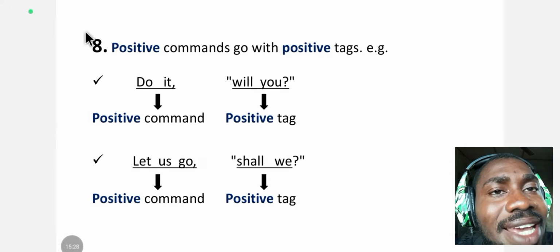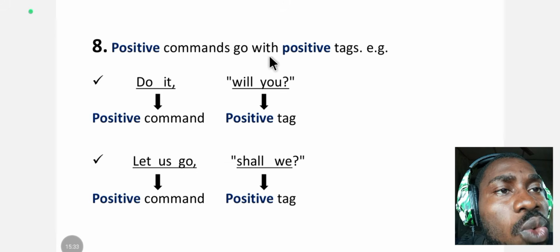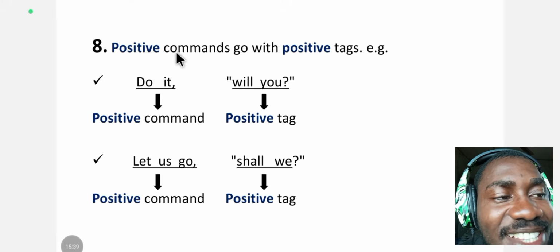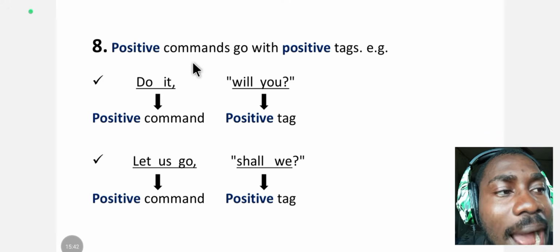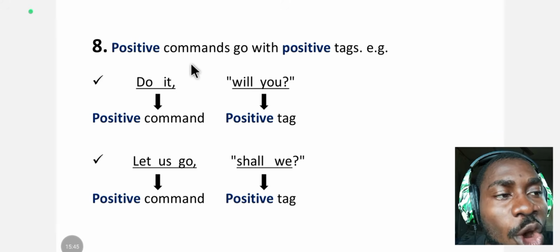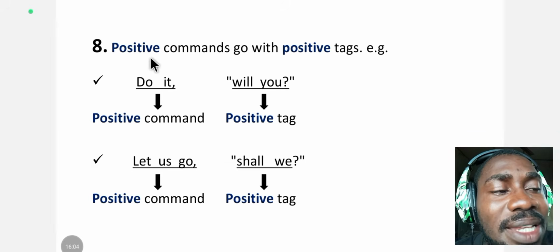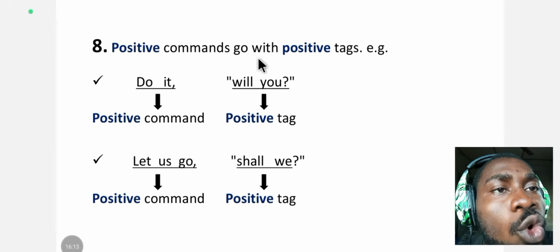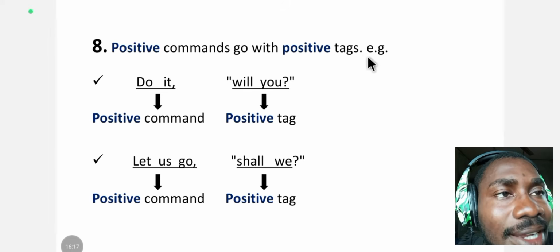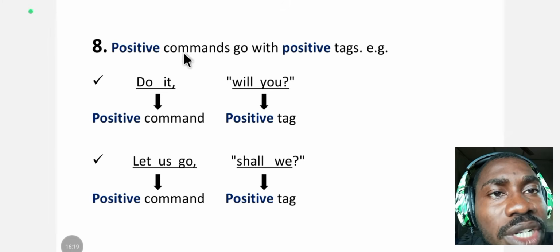Moving on. The eighth and final law of the disjunctive or tag question states that positive commands go with positive tags. Positive command. This is not a statement. We are no longer talking about statement. We are talking about command, commanding someone to do something. All the examples we've given so far are not commands. None of them was a command. So we want to look at a statement that is a command. So a positive command goes with what? A positive tag. Let's look at an example to further illustrate this.